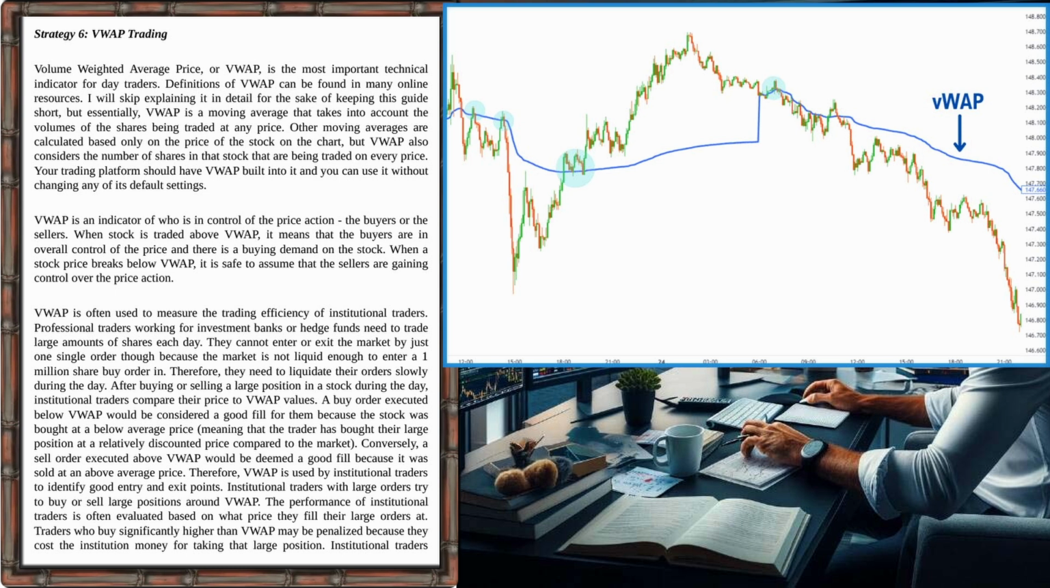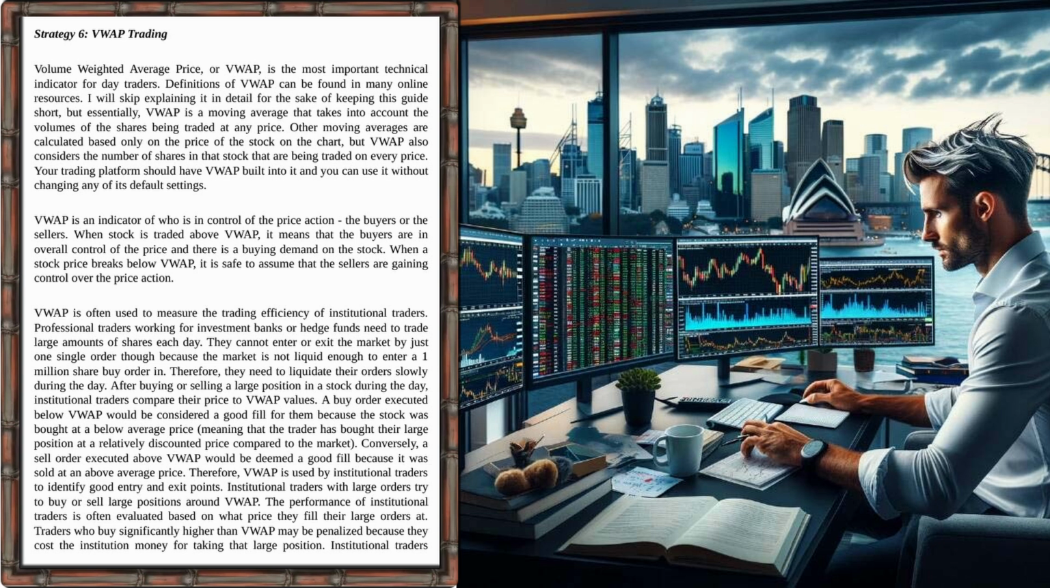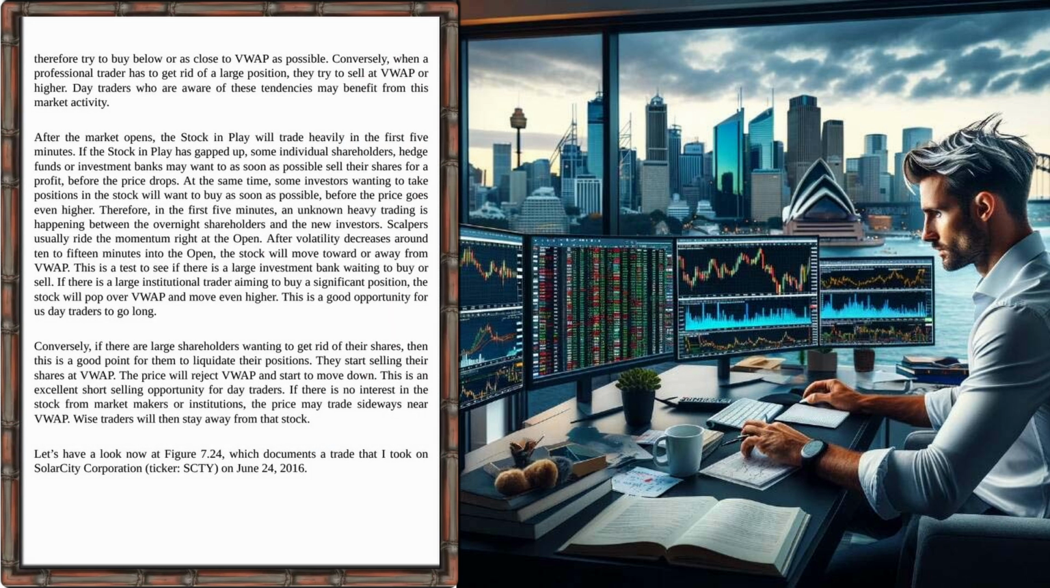Institutional traders with large orders try to buy or sell large positions around VWAP. The performance of institutional traders is often evaluated based on what price they fill their large orders at. Traders who buy significantly higher than VWAP may be penalized because they cost the institution money for taking that large position. Institutional traders therefore try to buy below or as close to VWAP as possible. Conversely, when a professional trader has to get rid of a large position, they try to sell at VWAP or higher. Day traders who are aware of these tendencies may benefit from this market activity.